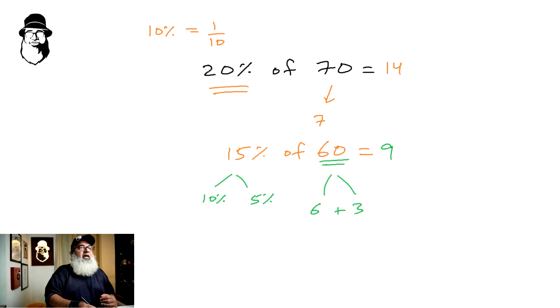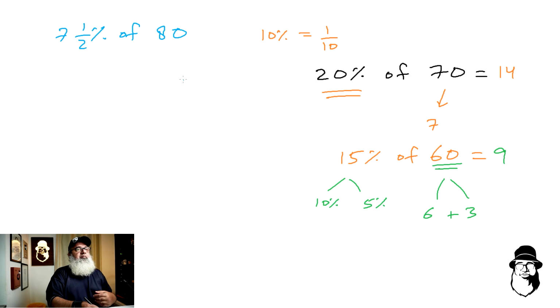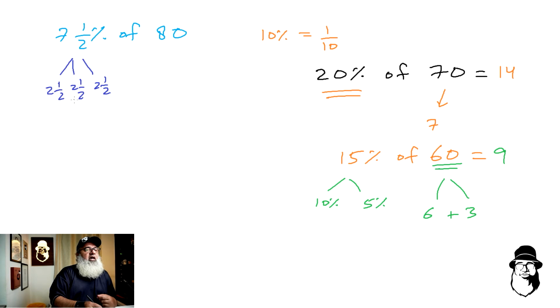Now let's do a little harder one. 7.5% of, let's say, 80. Now we spot here that this 7.5 is actually 3 times of 2.5, right? 2.5 plus 2.5 plus 2.5, they add up to 7.5.